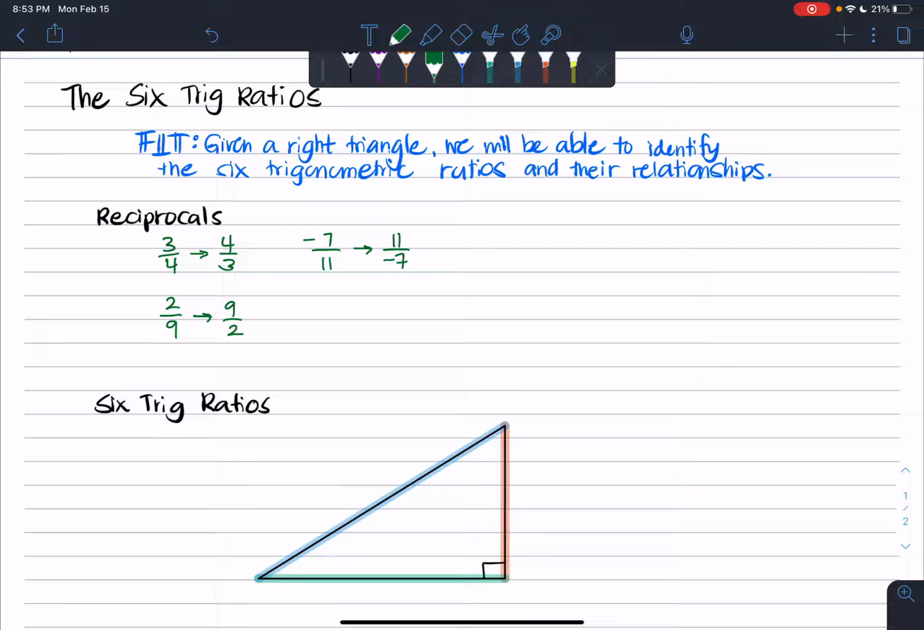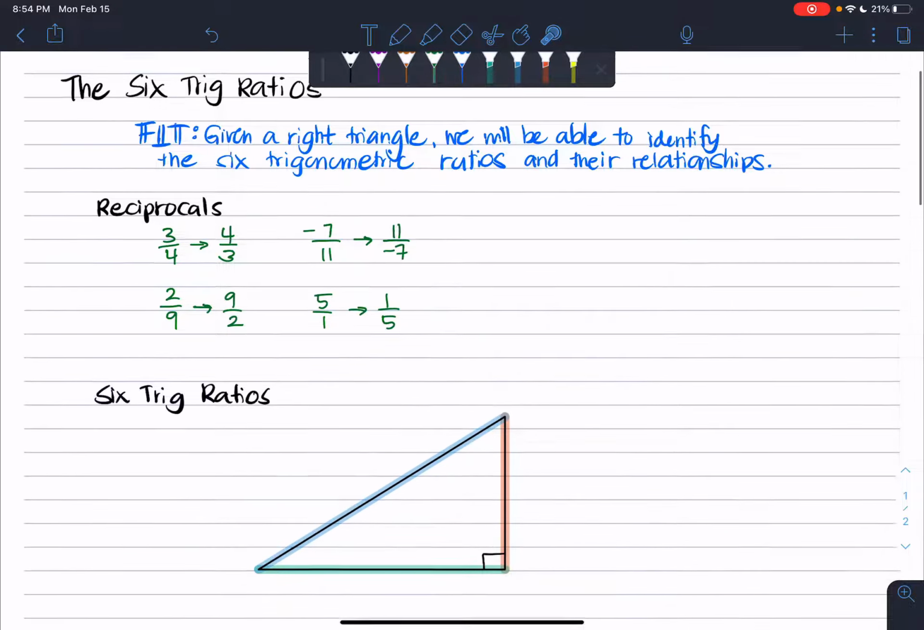What about the reciprocal of a number like 5? Well, it looks like it's by itself, but really 5 is in the numerator and it has an invisible denominator of 1. So if we take the reciprocal of that, we end up getting 1/5. Okay, so this idea of taking a reciprocal will be very important for us when we get into the 6 trig ratios.